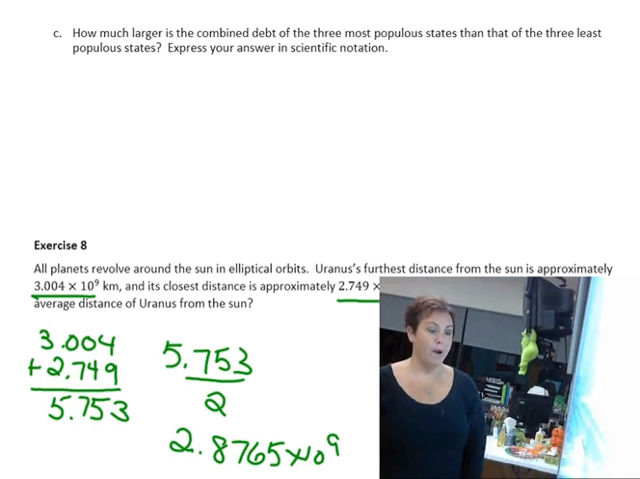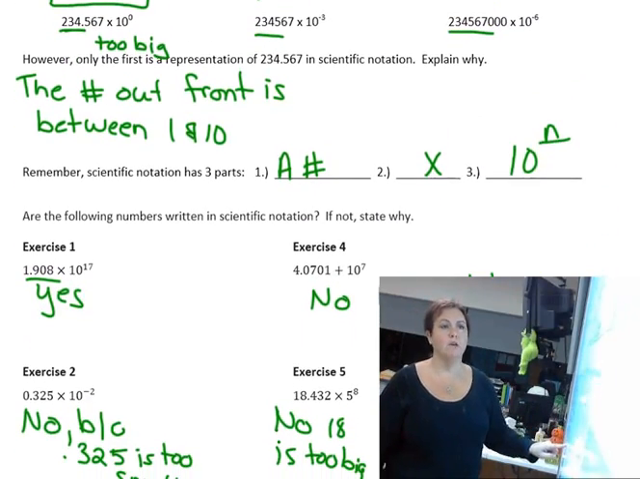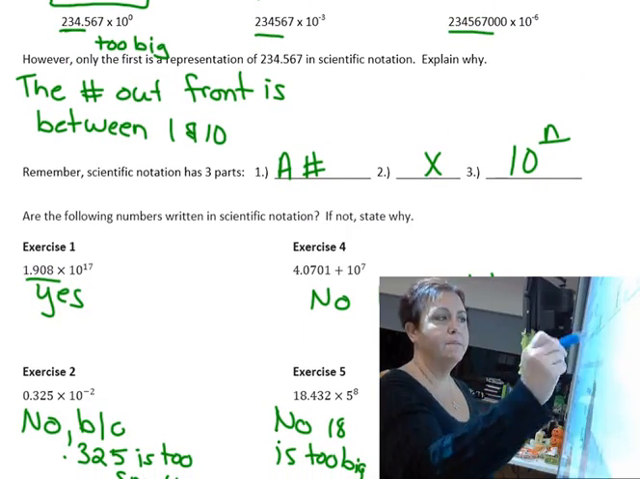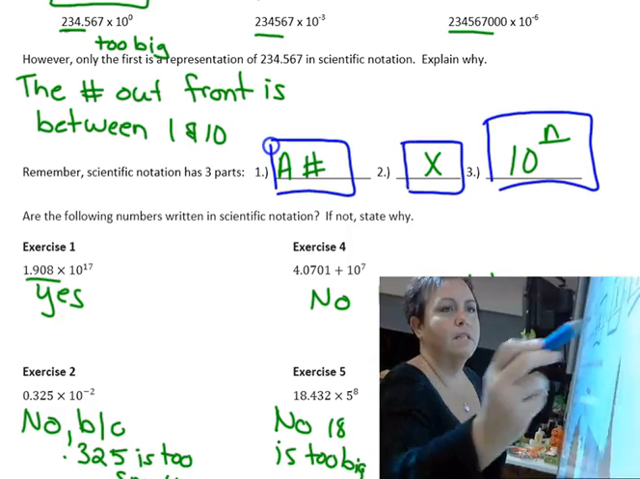So then we're going to get into our practice. Again, numbers written in scientific notation have to have 3 parts. They have to have a number between 1 and 10. They have to have the times sign. And then they have to have 10 to some exponent.